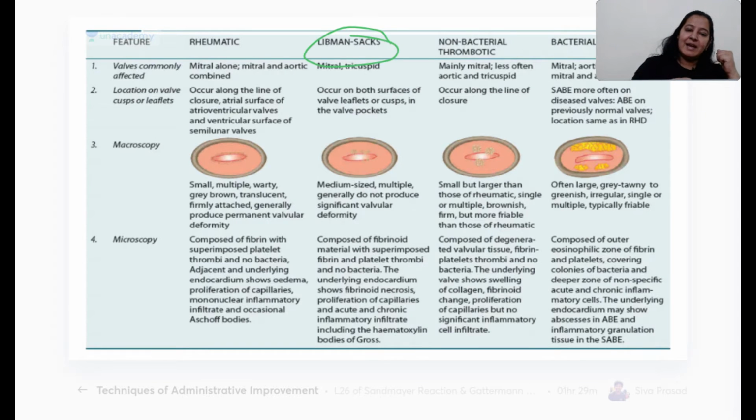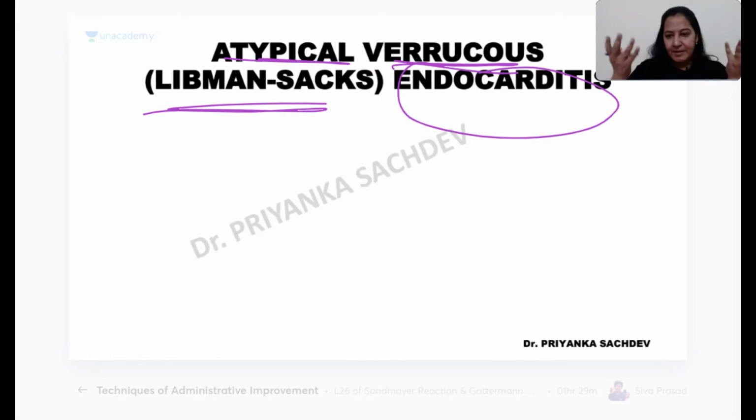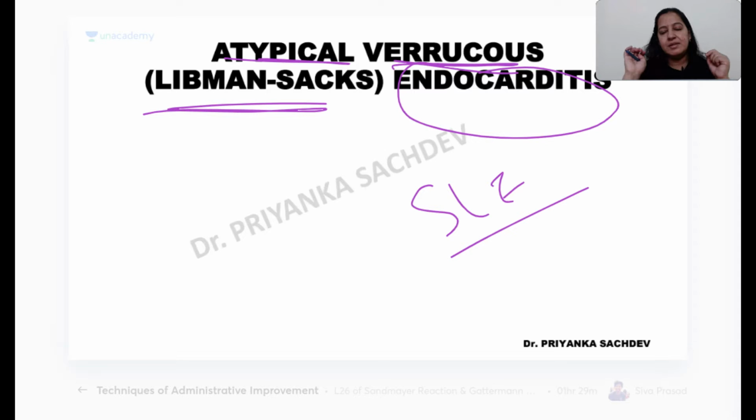So I'm starting with the second one, that is Libman-Sacks endocarditis, also known as atypical verrucous endocarditis. Here also the endocardium of the heart will be involved. It is seen in SLE. You know what is SLE? It is a collagen disease in the body, especially seen in females. It is an autoimmune disease.